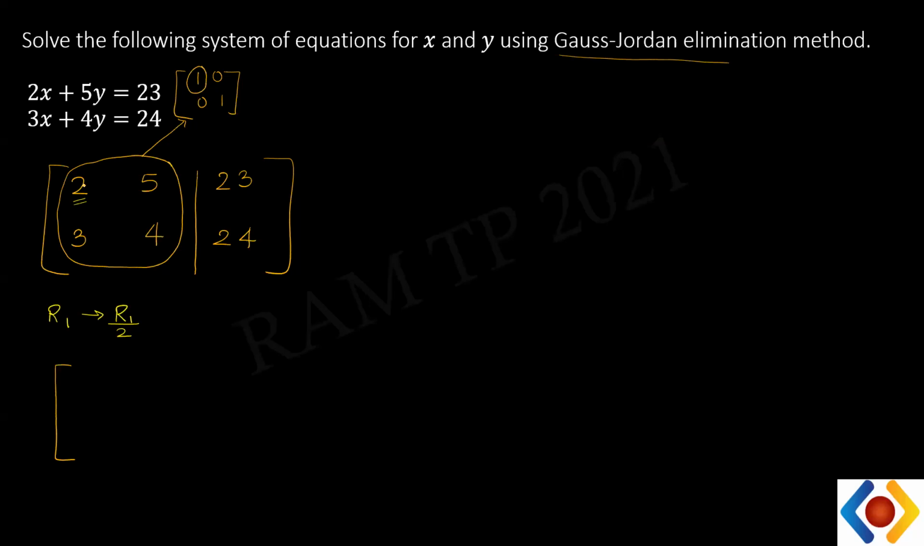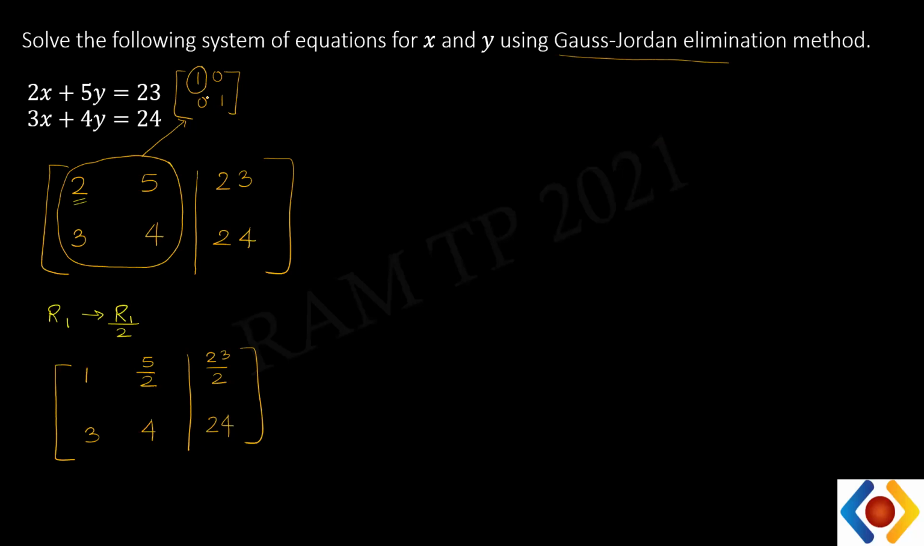We get 1, 5 divided by 2, that's 5 by 2, and 23 divided by 2, 23 by 2. Okay, fine. Have we done anything to row 2? No. So I'm going to write that as it is: 3, 4, and 24.